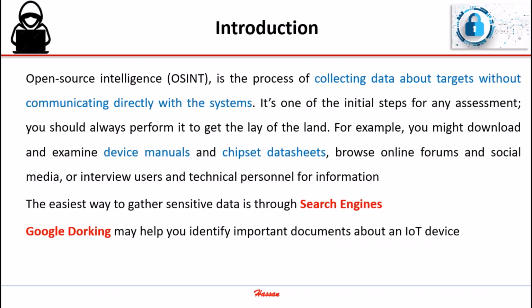For example, you might download and examine device manuals and chipset datasheets, browse online forums and social media, or interview users and technical personnel for information. One of the easiest ways to gather sensitive data about a target is through search engines, which should be your first step in gathering information. Google Dorking may help you identify important documents about an IoT device.